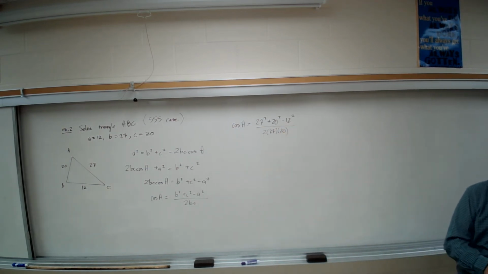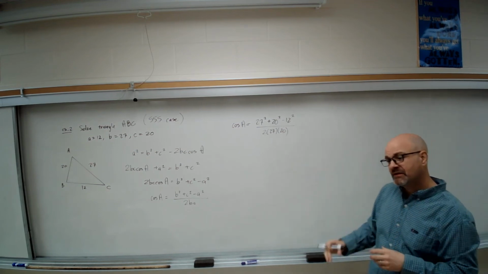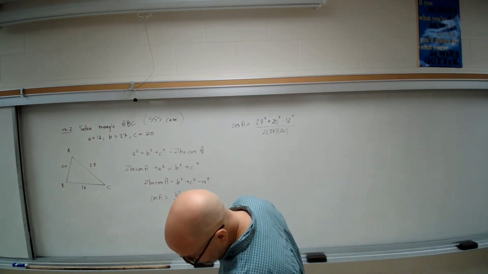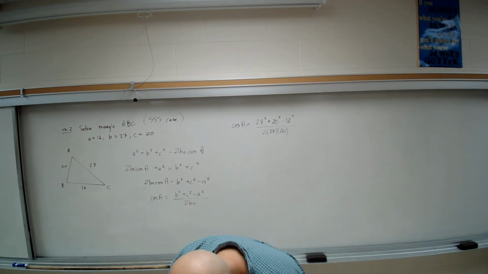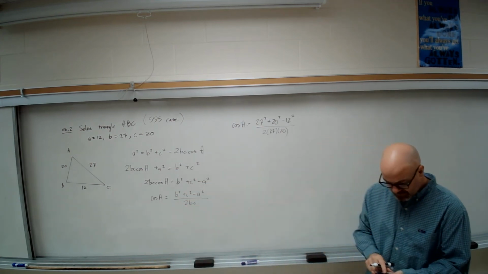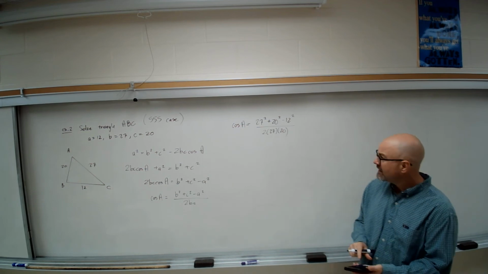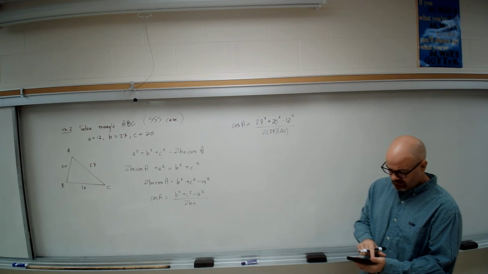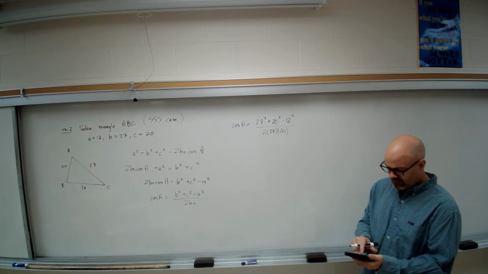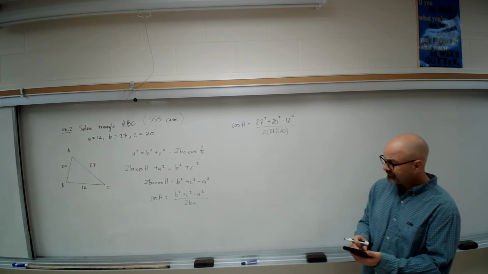So again, just be careful: put the numerator in a parenthesis, put the denominator in a parenthesis, all that fun stuff. Let's see, I didn't write down what I got here. So for this, 27 squared plus 20 squared minus 12 squared, divided by 2 times 27 times 20.